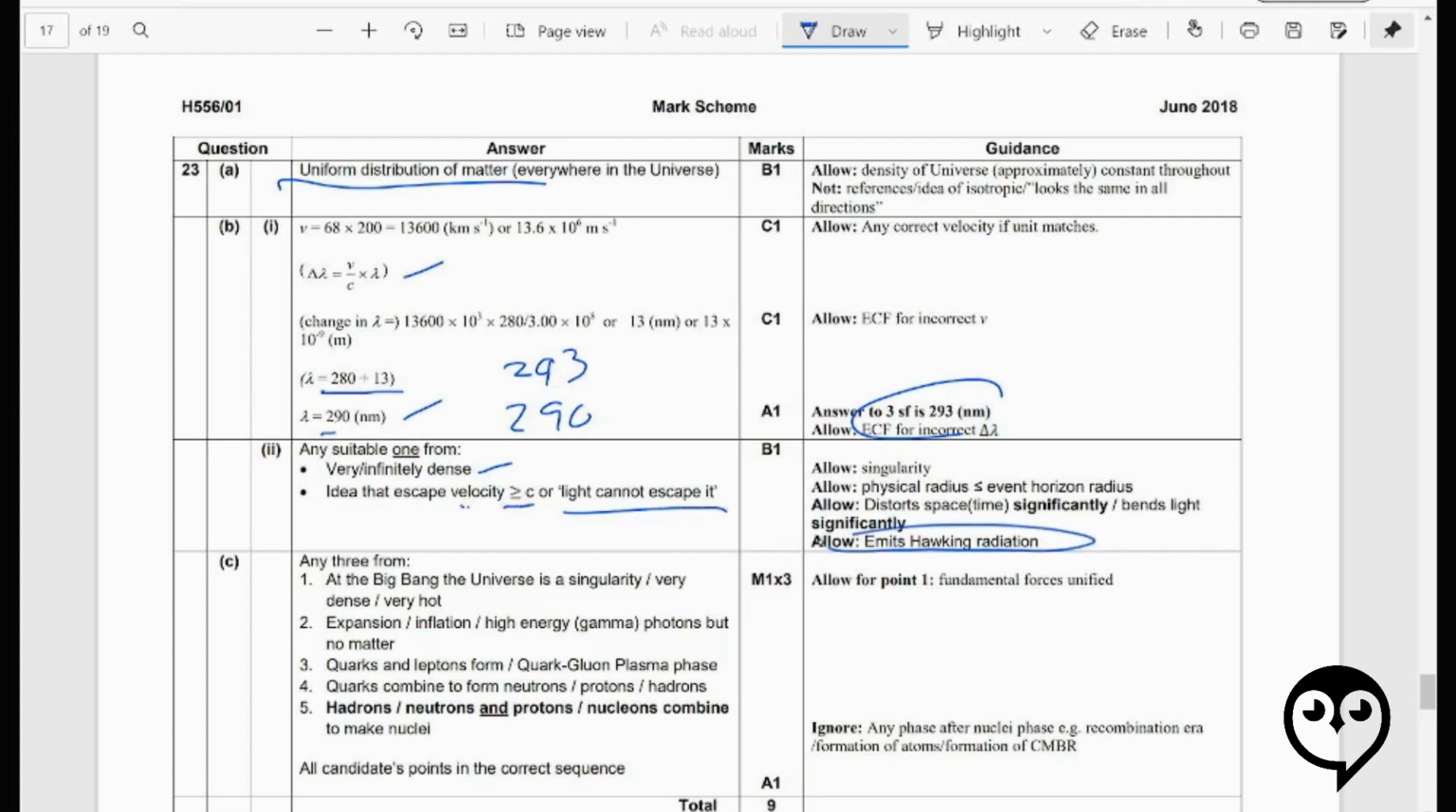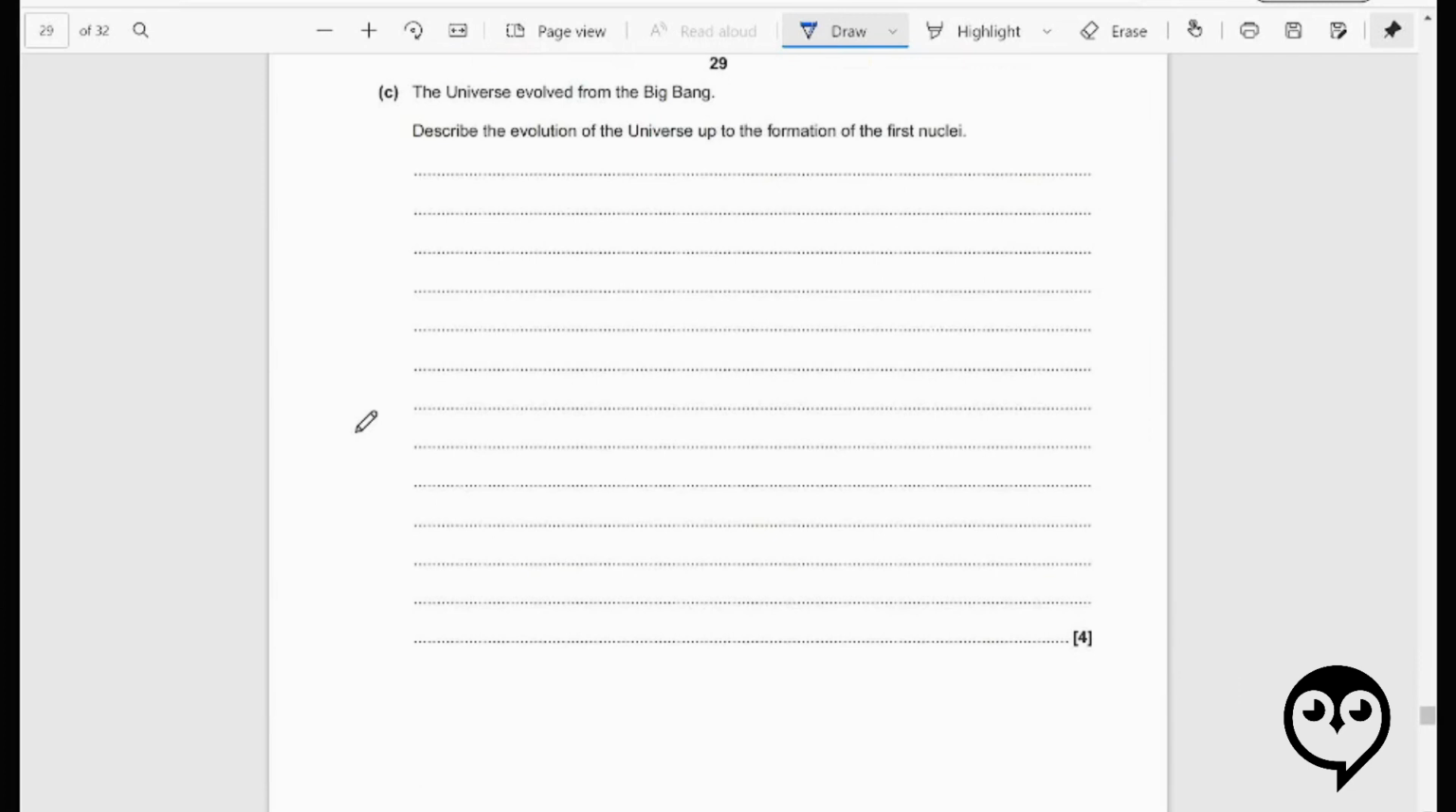Okay, and here we go. It emits Hawking radiation. If you want to say that, that's fine. Distorts space-time, but you have to say significantly. It will bend light significantly. Okay? Yep, singularity. The physical radius is less than or equal to the event horizon radius. Okay, a bunch of things. There is a part C I've just realized.